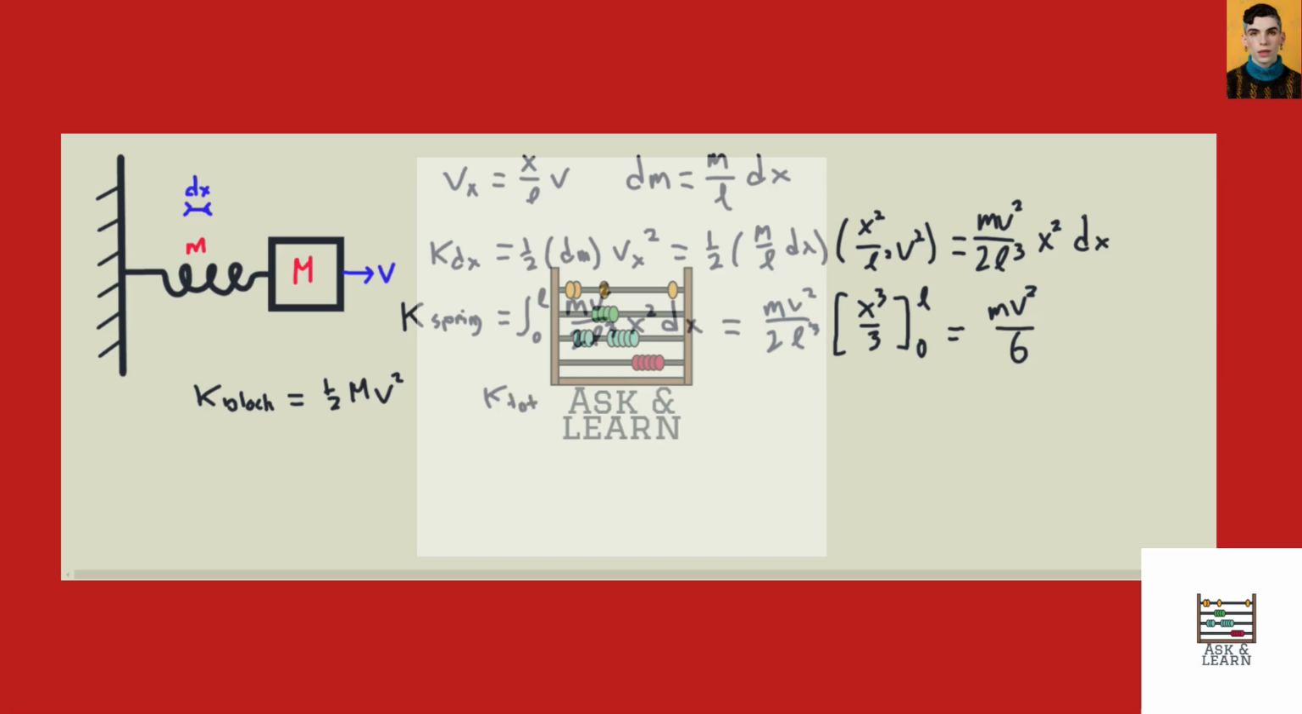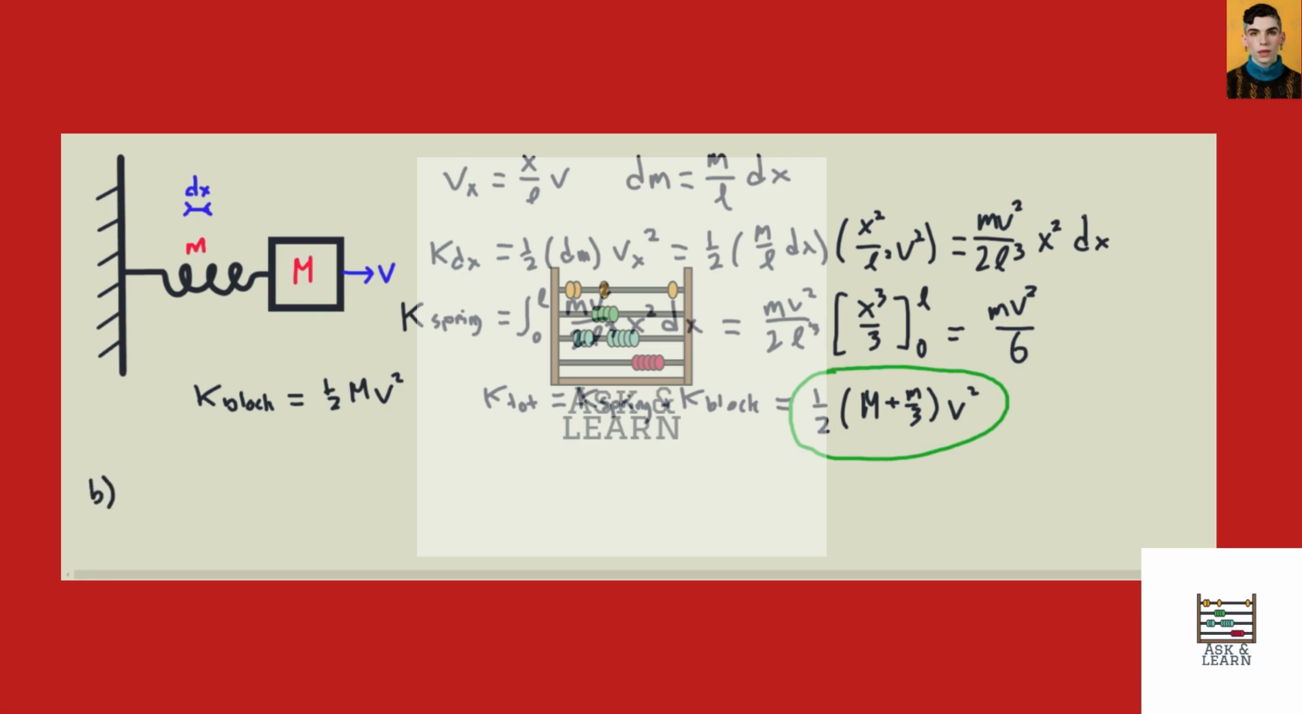So our K total is equal to the kinetic energy of the spring plus K of the block. And so you see we'll have a v squared in common there. And we can write that as 1/2 times capital M plus little m over 3 times v squared. All right, so that will be our total kinetic energy for part A.